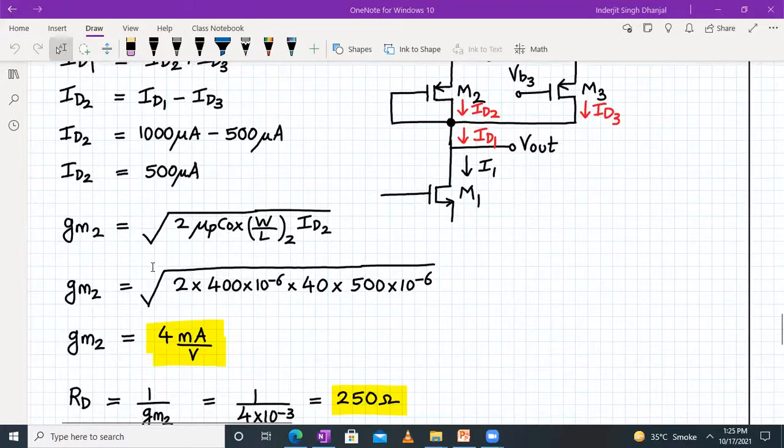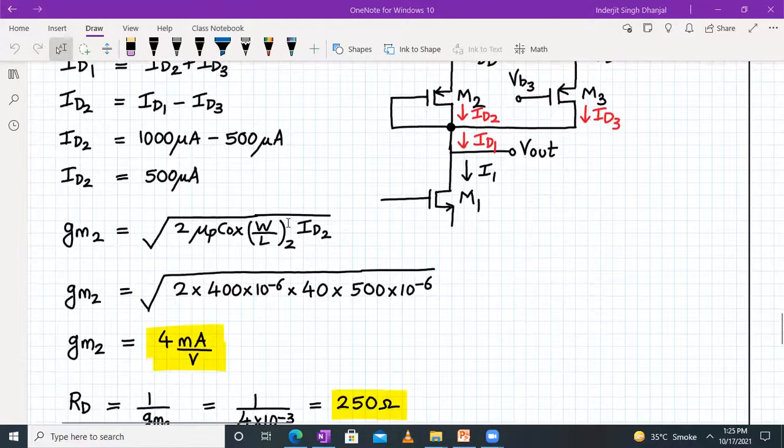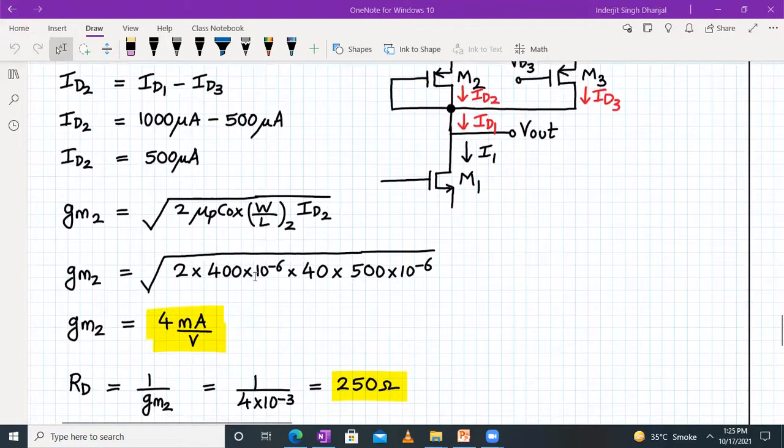Since all the transistors are in saturation, we can write GM2. M2 is a PMOS transistor, remember? So GM2 will be the square root of twice mu p Cox W by L of 2 into ID2. The mu p Cox value is 400 microamperes per volt square, W by L of 2 is 40, and ID2 is 500 microamperes. If you plug in all the values, GM2 will come out to be 4 milliampere per volt.